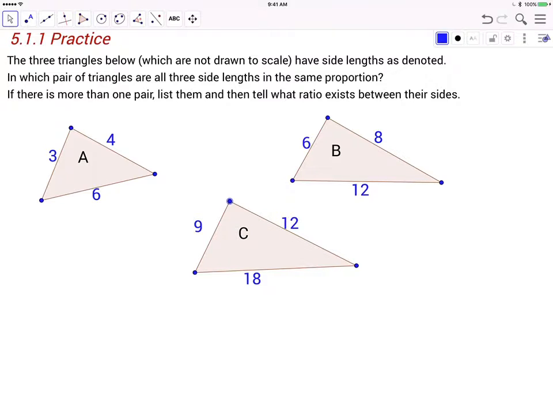In other words, do they relate all in the same way? Or maybe, what's their scale factor from one triangle to the next? If there is more than one pair, please list them and then tell what ratio exists between their sides. And now you want to pause the video.